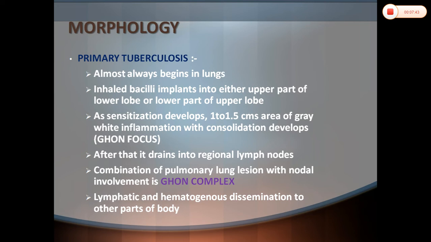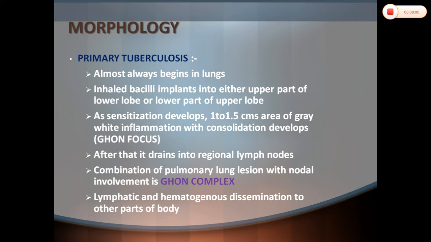So we will see the morphology. First, primary tuberculosis. It almost always begins in the lungs. Inhaled bacilli implant into either the upper part of the lower lobe or the lower part of the upper lobe. As sensitization develops, a 1 to 1.5 centimeter area of granulomatous inflammation with consolidation develops. It is called the Ghon focus. After that, it drains into the regional lymph nodes.